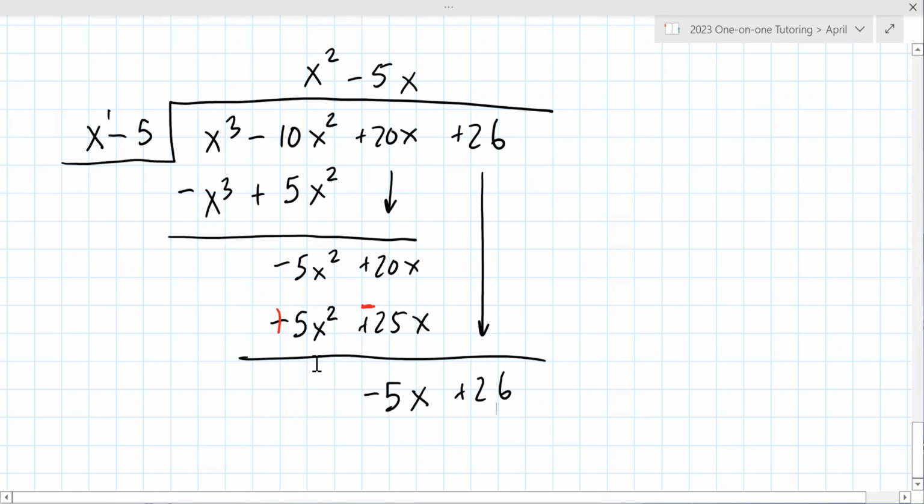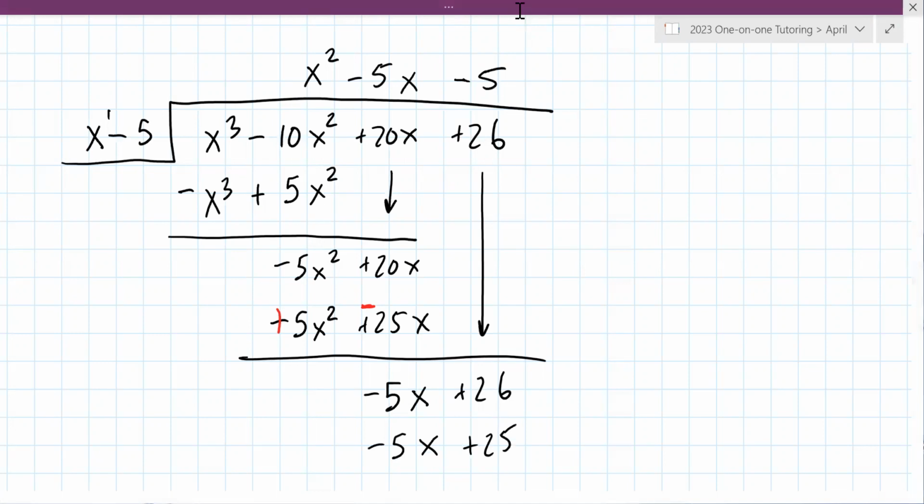Now it's just a reset altogether. It's like you're going back to what do you multiply the x by to get minus 5x? Negative 5. Very good. And then you multiply both of those on the outside by negative 5. And then you change the sign.